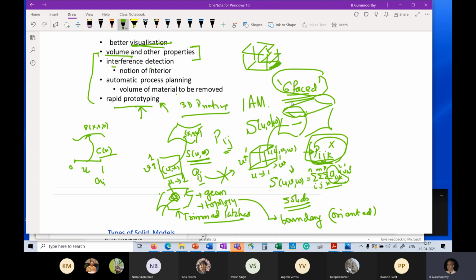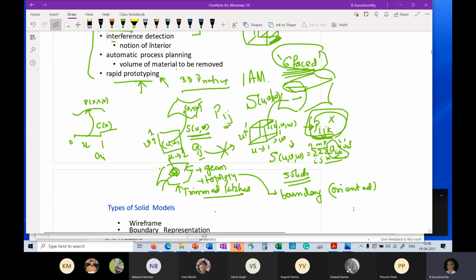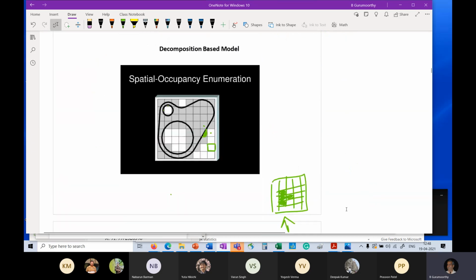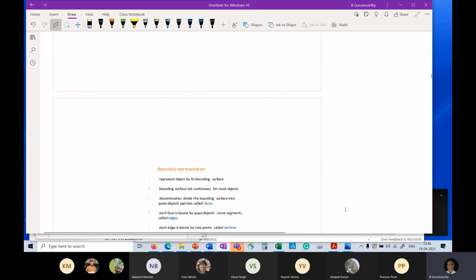So if the big problem here is that my objects are always going to be 6-phased if I go with this representation, then it seems that maybe this is what we should do: that instead of trying to represent it like this, we represent it by its bounding entities. For a surface, the boundary is a curve. For a solid, it will be a surface. And therefore, that's what we do next, which is that we try and represent the object by its boundary.